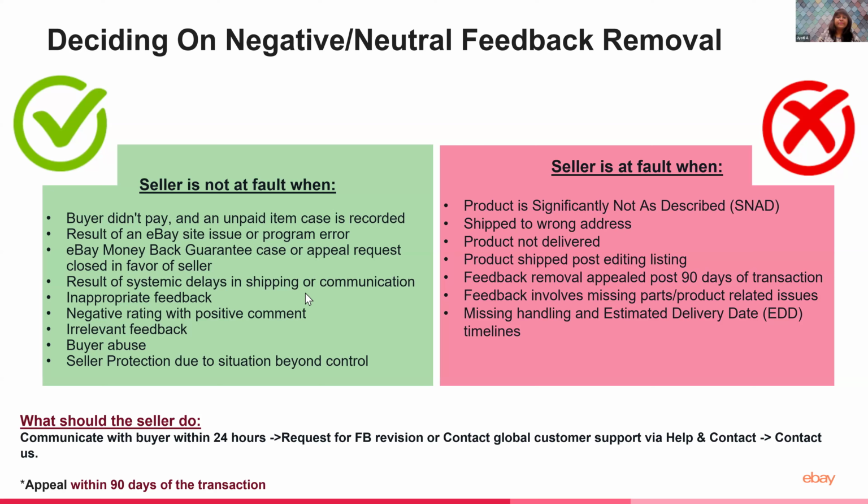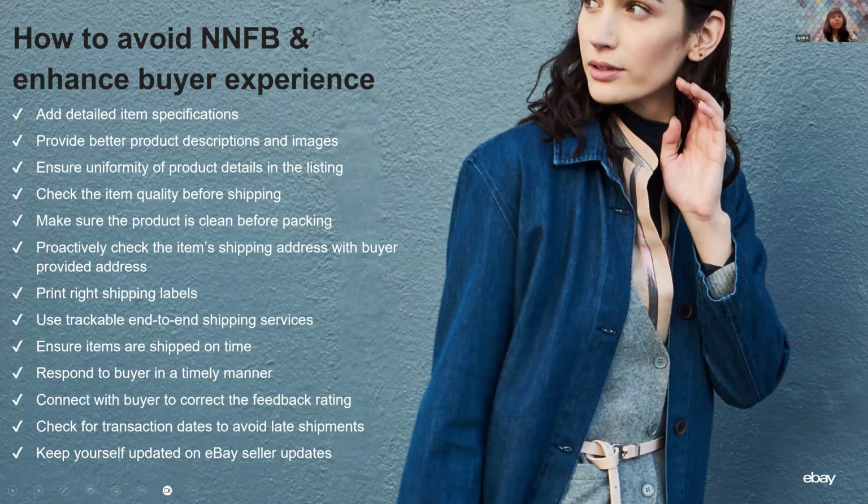So coming to the best practices, how should you be avoiding any kind of a negative neutral feedback, that is NNFP, and how you should be enhancing your buyer experience. First and foremost, please ensure that you're adding detailed item descriptions and specifications to avoid any ambiguity to your buyer about the product. Provide better product description and images. Ensure that your product details have uniformity across the entire listing.